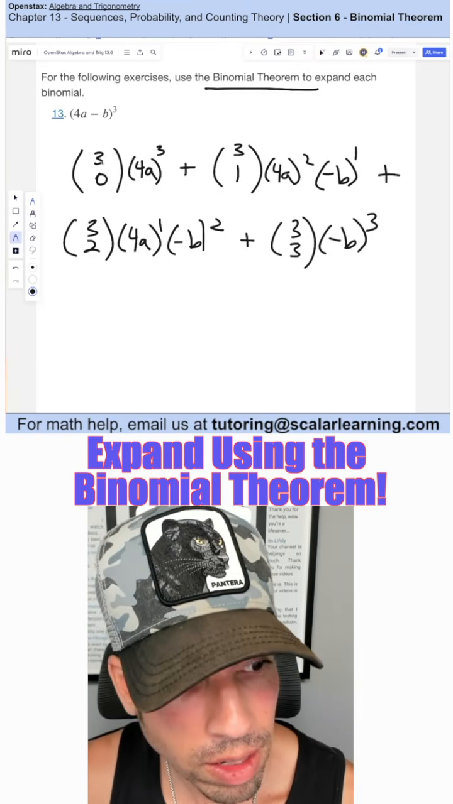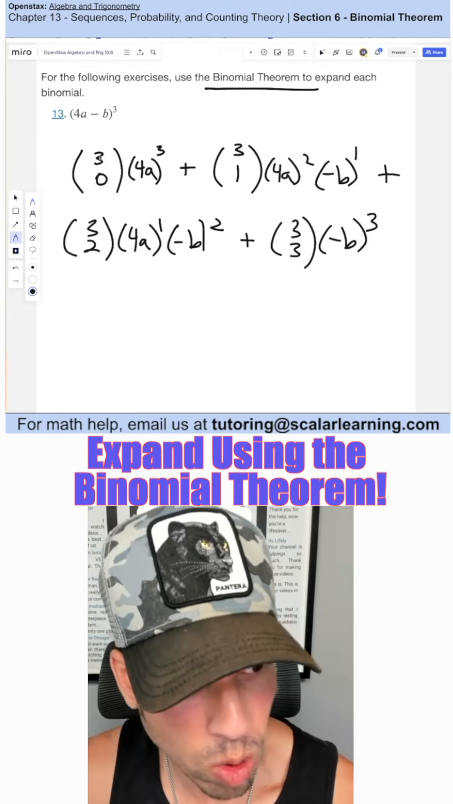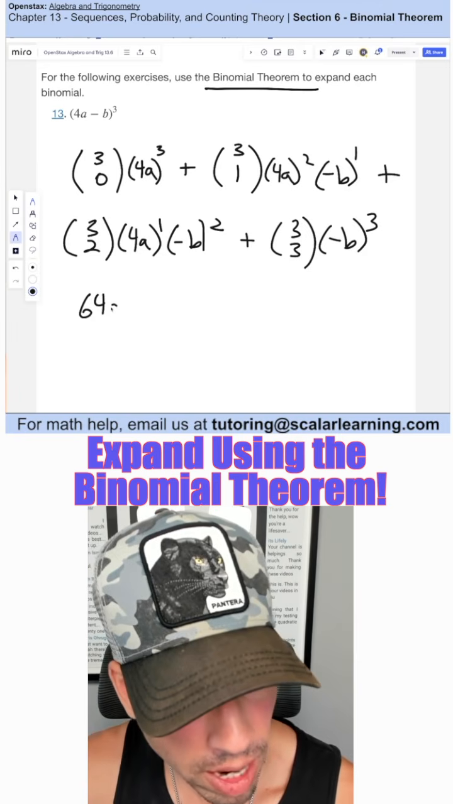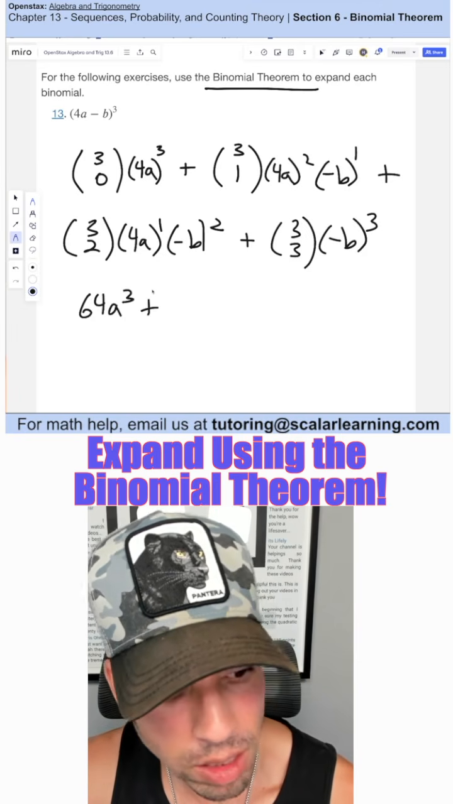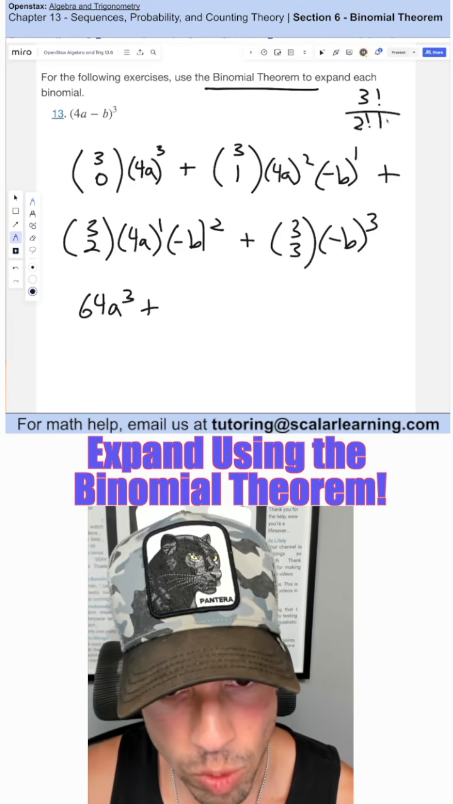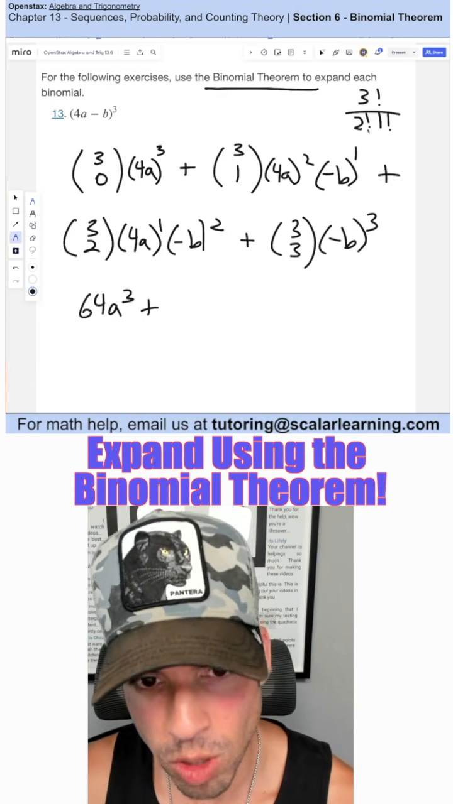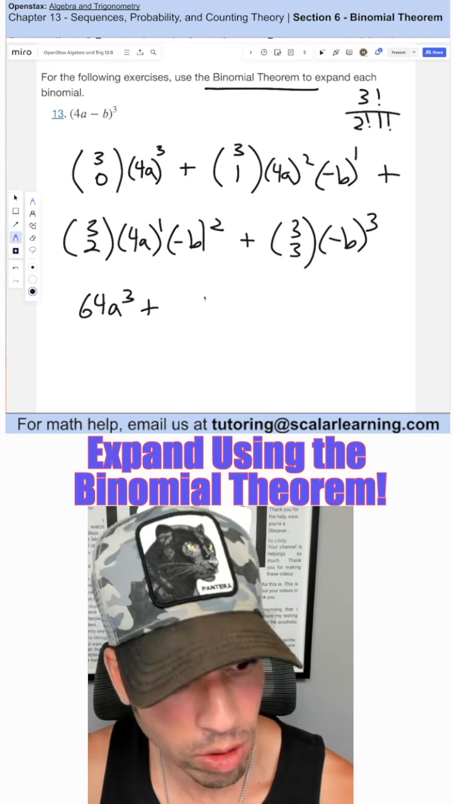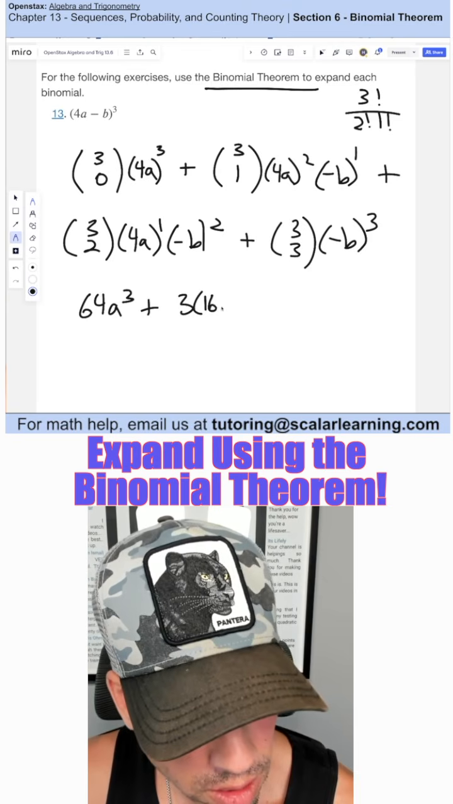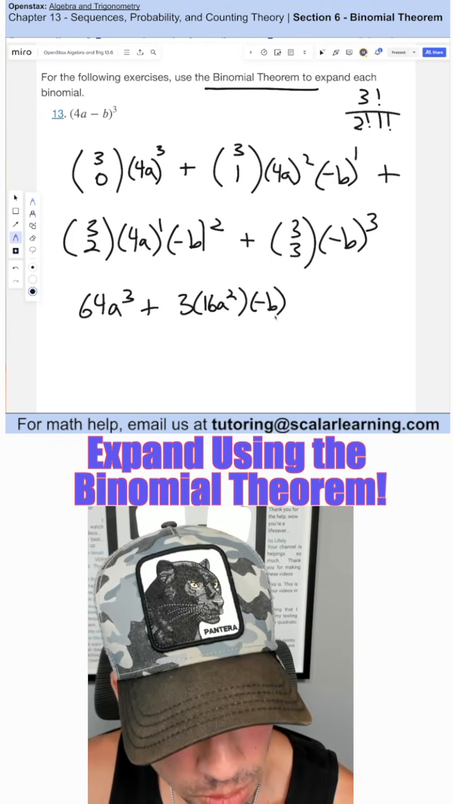So as we simplify 3, 0, if we plug it into the formula, it's actually going to evaluate out to be 1. And then 4 cubed is 64. And then we got 64a to the third, that's the first term, plus 3, 1, which again is 3 factorial over 3 minus 1, 2 factorial times 1 factorial. And if we can do this mentally, 3 factorial is 3 times 2 times 1 over 2 factorial, 2 times 1. You're just going to be left with 3. So we got 3, and then 4a squared is 16a squared, and then negative b to the 1 is negative b. We'll simplify this in a bit.